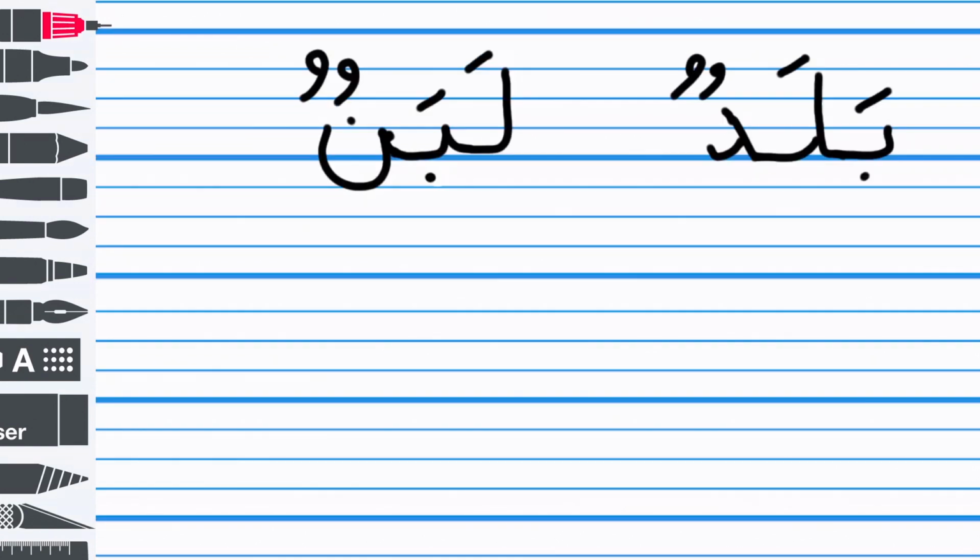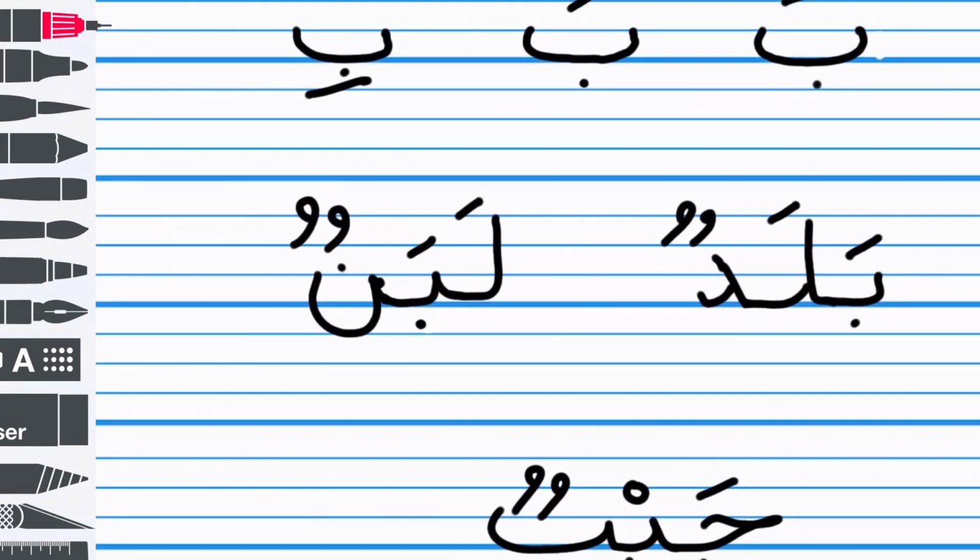Lebanon. Last example is the letter ba at the end of a word, so it is in the final position. We write the word jabun. Ja, bun. That's it. So here are the different forms of the letter ba in the different positions. Try to train yourself writing these letters and these words in order to improve your writing skills in Arabic.